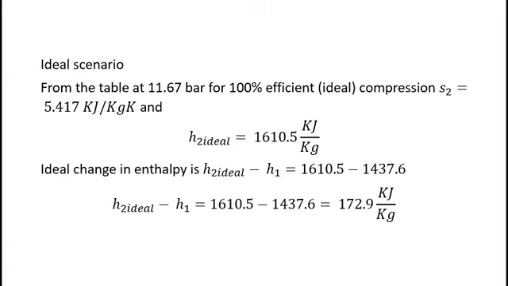We know that in the question it says the isentropic compression efficiency is 90%. For the sake of the calculation, let's assume that the efficiency is 100%. For an ideal scenario, from the ammonia table at pressure 11.67 bar for 100% efficient compression, entropy S2 is equal to 5.417 kilojoules per kilogram Kelvin, and ideal H2 is equal to 1610.5 kilojoules per kilogram. So from this we can see that the ideal change in enthalpy after compression is ideal H2 minus H1, and that is 172.9 kilojoules per kilogram.